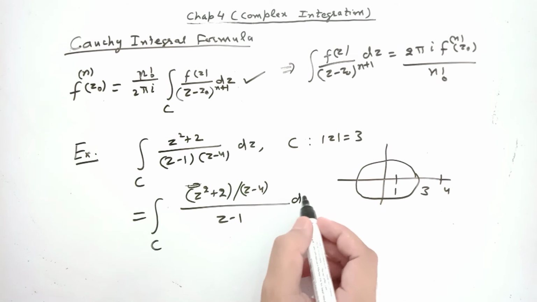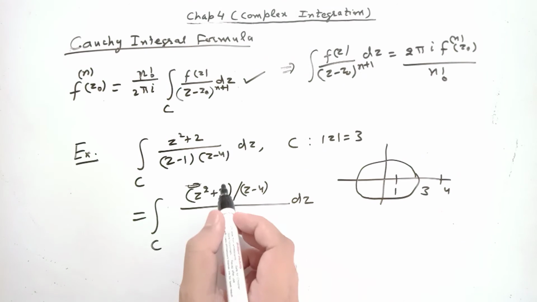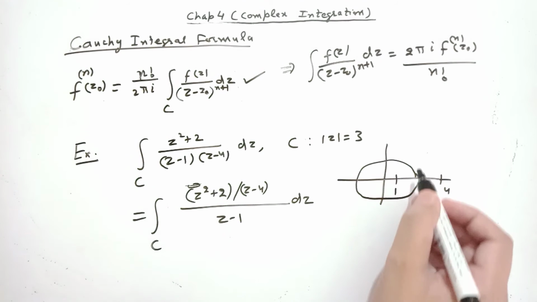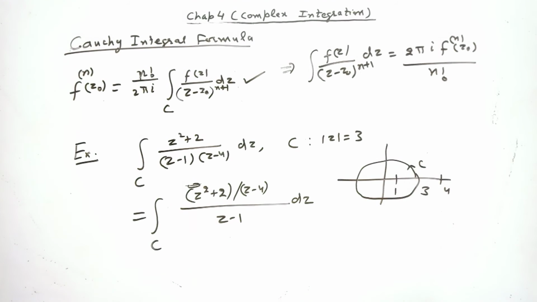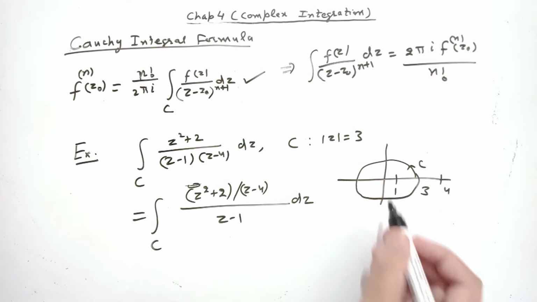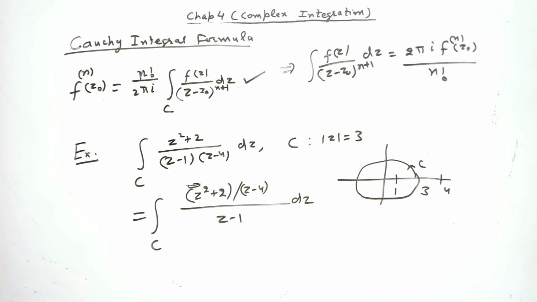Isn't it? This function is analytic within and on the given contour, and 1 lies inside this. So you can apply Cauchy integral formula now easily. 2 pi i.